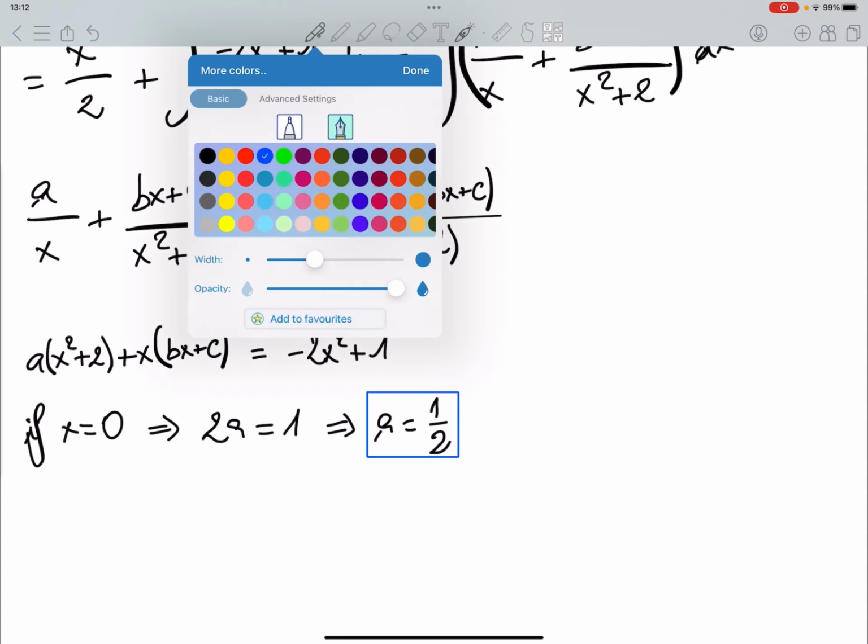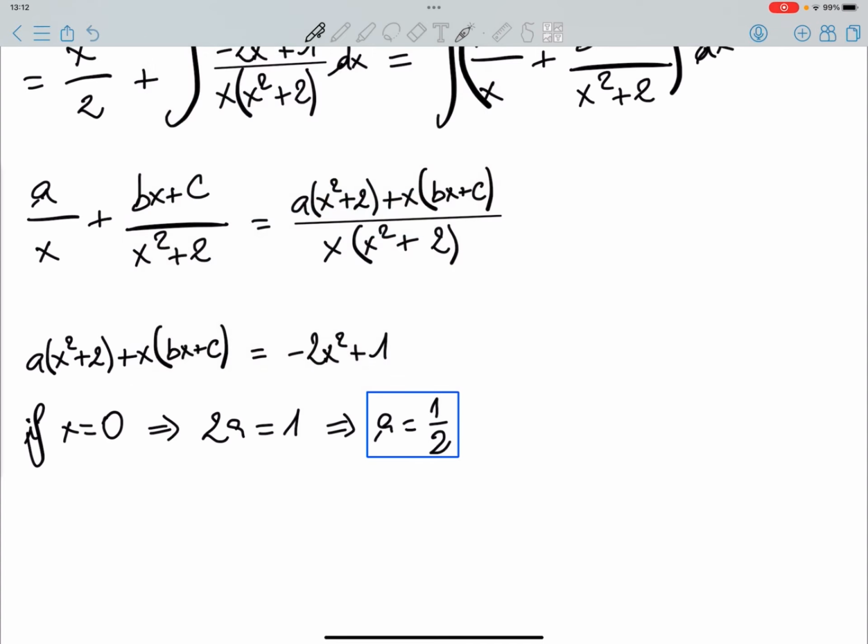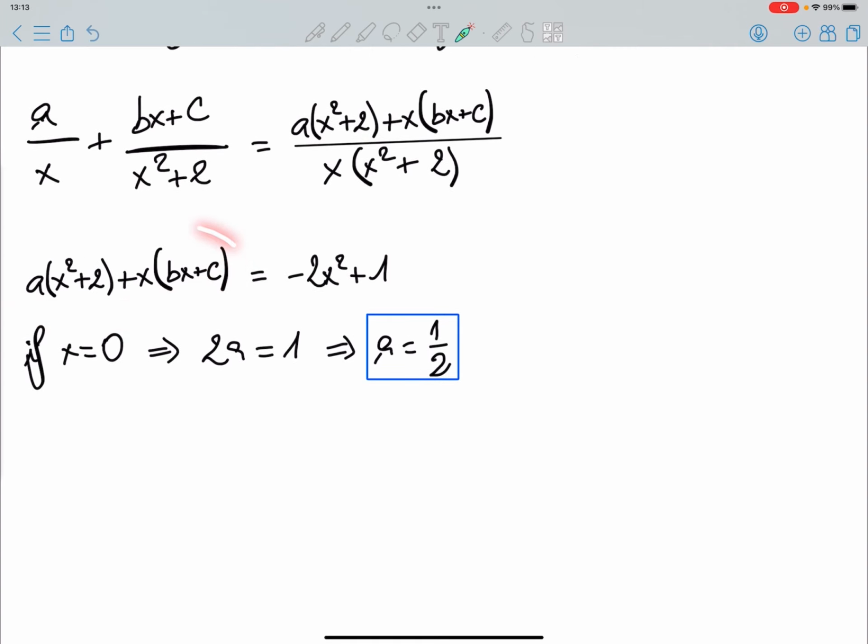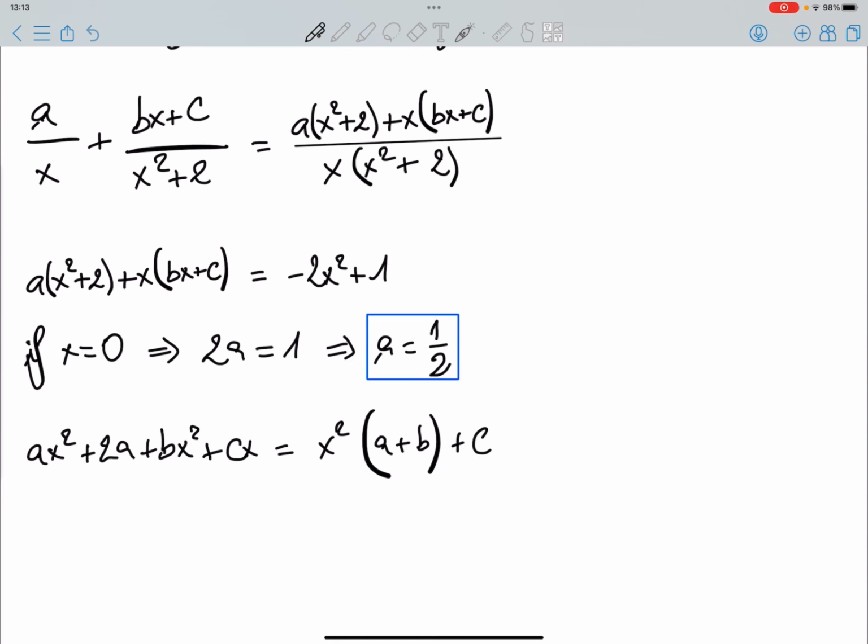Now let's expand this left hand side. If we expand this left hand side of the equation, we're going to have ax squared plus 2a plus bx squared plus cx, right? And then we can factorize because we have x squared here, so this is going to be equal to x squared times (a plus b), and then we have plus cx plus 2a, right?